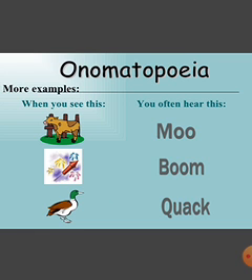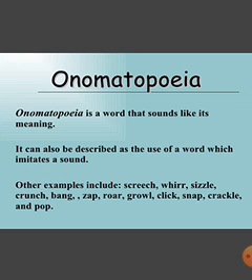Boom. Then we have a duck. Quack, quack, quack. So all these things are examples of what? Onomatopoeia. When you see this, you often hear boom, moo, moo, boom, and quack. Onomatopoeia is a word that sounds like its meaning. It can also be described as the use of a word which imitates a sound. Other examples include screech, whir, sizzle, crunch, bang, zap, roar, grill, click, snap, crackle, and pop.